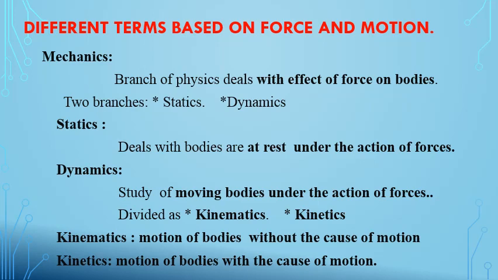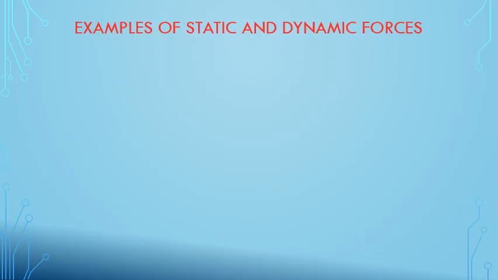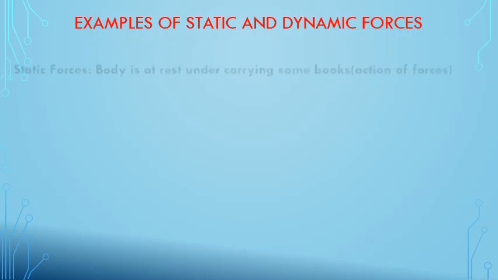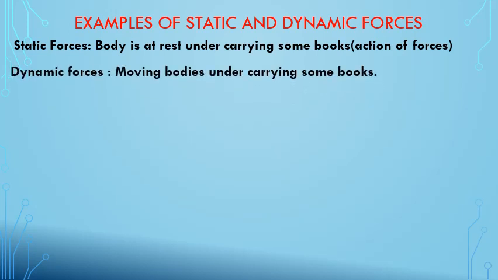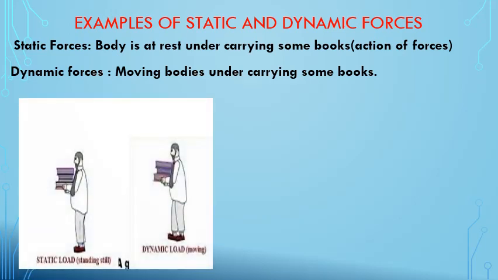Let me see a few examples related to mechanics, statics and dynamics. Examples of static and dynamic forces. Static means the body is at rest under some action of forces. Dynamic means the body is moving under some action of forces. I have explained here with one picture. See that picture, one person is carrying some books, but he is at rest. So that is static force. If the same person is carrying books while moving, that is dynamic force.